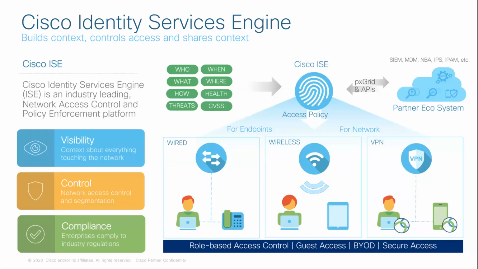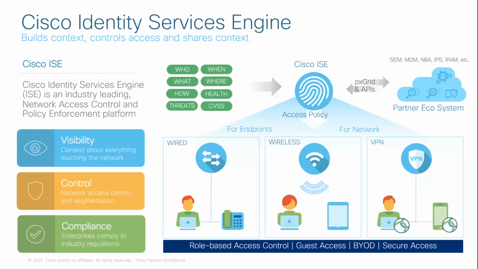Additionally, ISE provides a range of access control options, including downloadable access control lists, virtual LAN assignments, URL redirections, named ACLs, and security group ACLs, with our Cisco TrustSec technology.